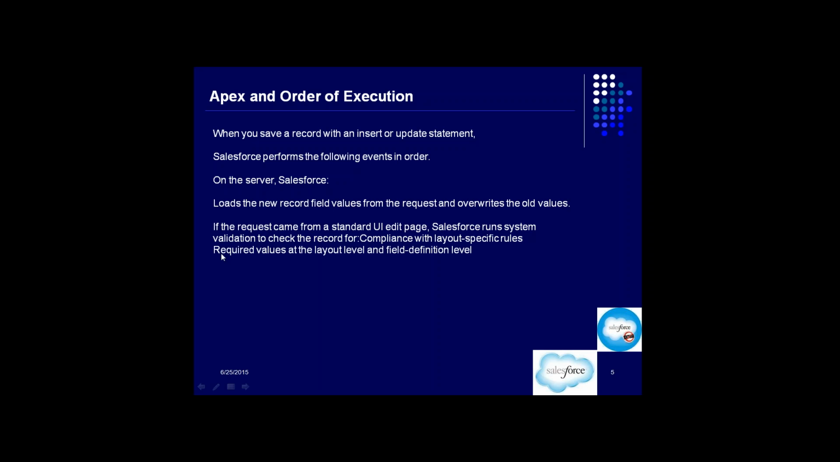So this is what is checked: required values at the layout level and field definition level. These kinds of things are checked if it is being done from the UI. Okay, if the request came from the standard UI edit page, so if it came from the UI, then only these things will be checked. Right.